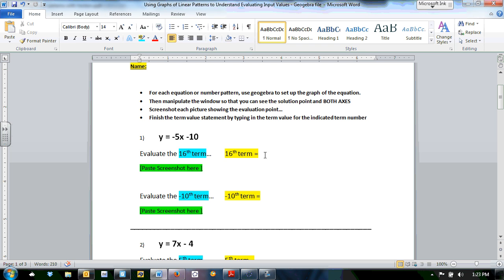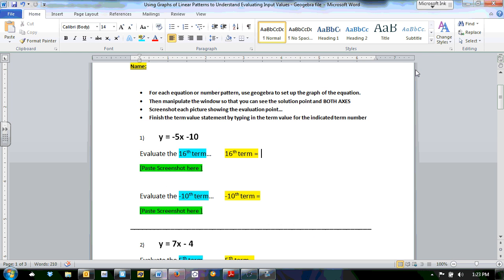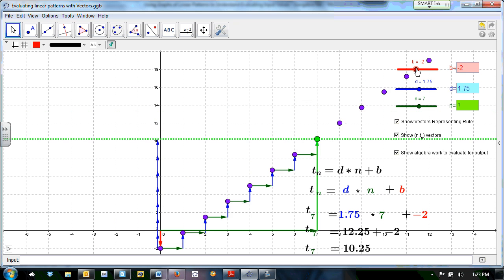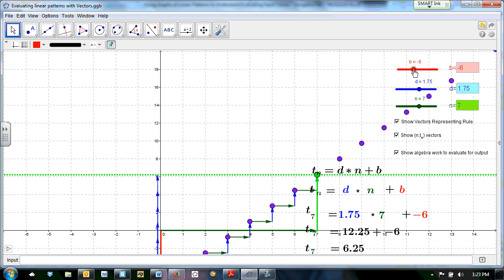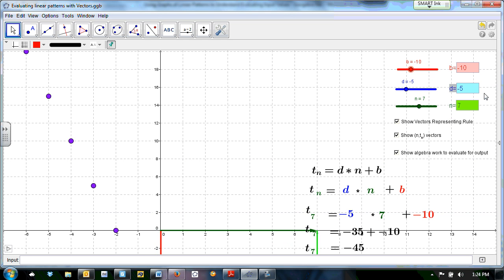So 16th term is, I'm going to write what it is after I find it. So if I'm a student, I'm going to change my, what did we have here? Negative 5x minus 10. So I'm going to change my b to negative 10, which you could slide, or you can just type it in the box here. We have negative 5. Okay, so with my kids, we're going to evaluate the 16th term. So I'm going to slide my n to 16 or type it in.